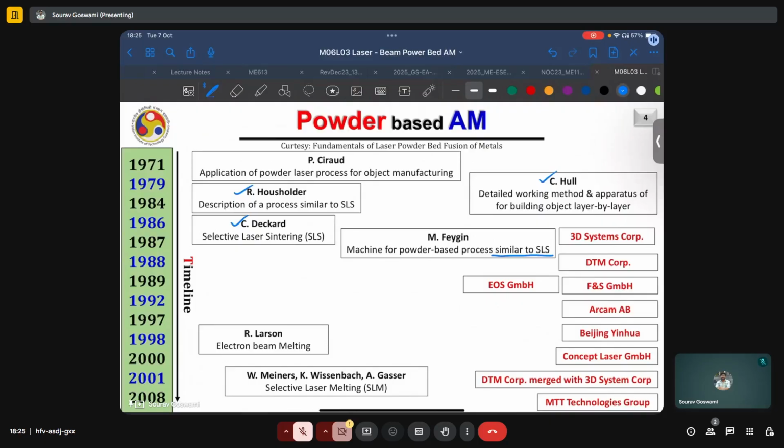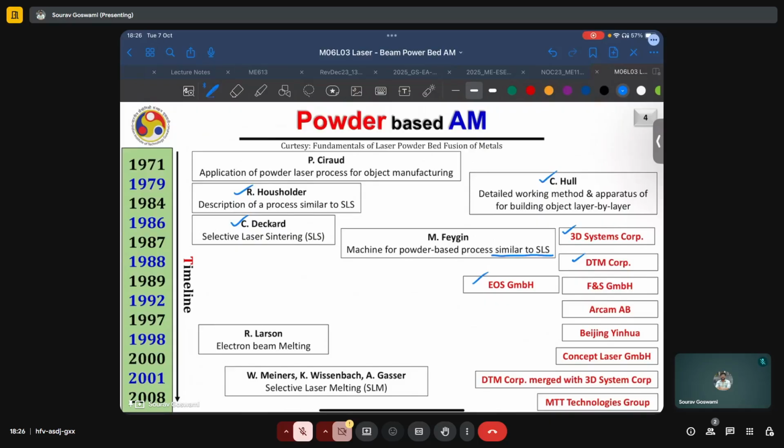And very soon others sprouted, such as DTM Corp, EOS GmbH, which is still one of the most well-known powder bed fusion manufacturers. In fact, typically, if you have, say, a facility for making patient implants, which actually go into the body of a patient, there's a very high chance that it will be printed using an EOS machine because of how highly standardized they have come to be.